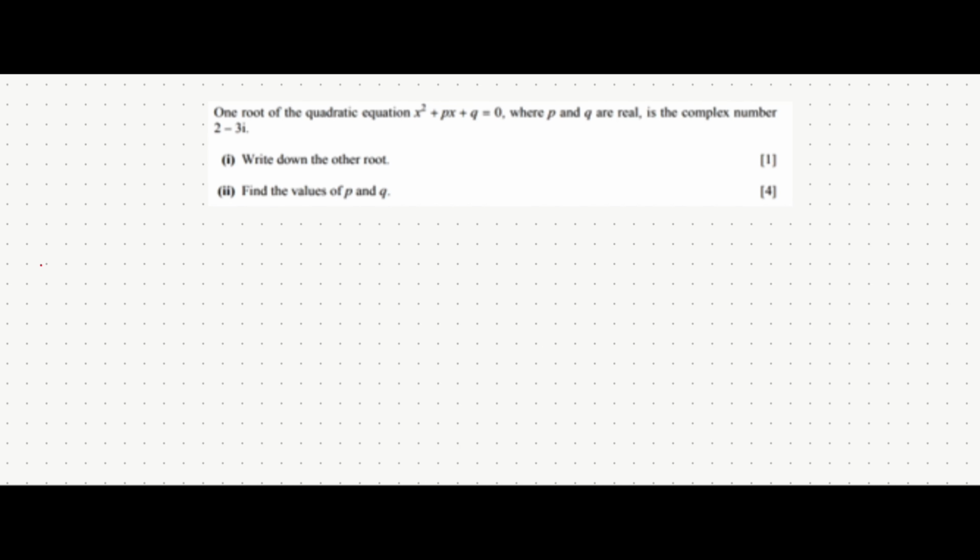In this short video, I'm going to just quickly show you how the complex conjugate theorem can be used with a quadratic. And now I apologize, the question's a bit blurry. I tried to make it clearer, but unfortunately it didn't quite work.